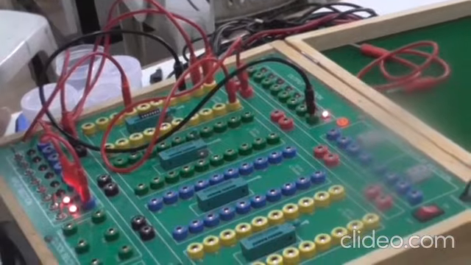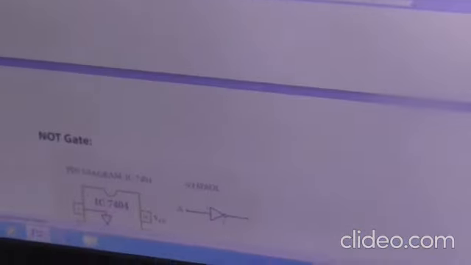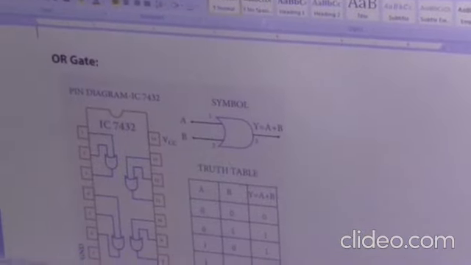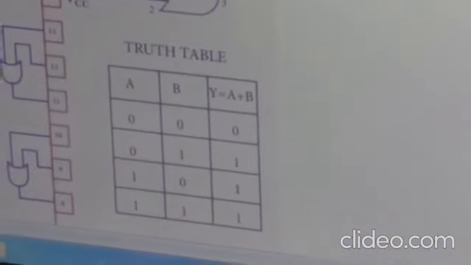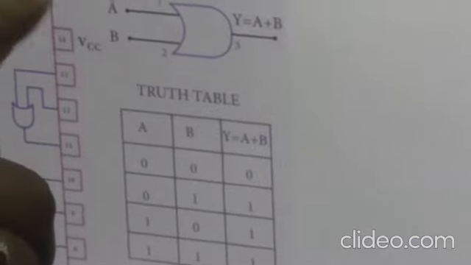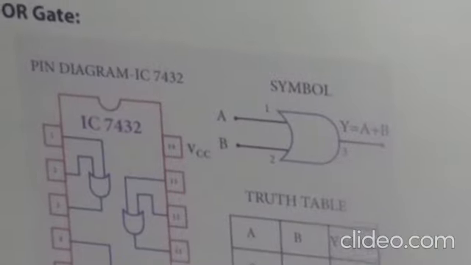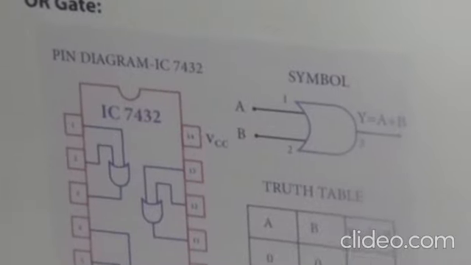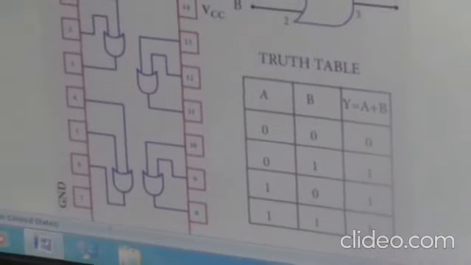Clear? So all such setups are required for all the other gates. Now, our second gate is the OR gate. OR gate IC definition: if both inputs are low, we get output low, otherwise all the outputs are high. Which IC is used? IC 7432. We are using IC 7432 for demonstrating the OR gate. All the connections are the same: first 2 inputs, then output, then 4 and 5 inputs, then output, like this.